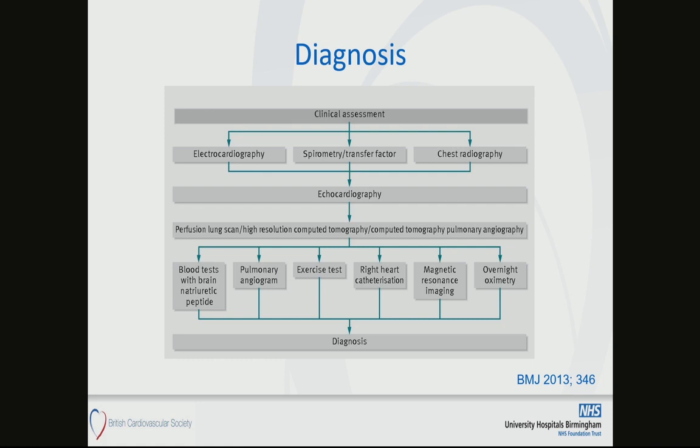Once you've done your echo, you can think about a VQ scan, high-res CT, you might do a CTPA, and then after that you can think about risk stratifying and looking at how limited the patient is. So you can do BNP, pulmonary angiogram if you're thinking about CTEPH, exercise tests, so we usually use shuttle walk tests, right heart catheter, which we'll talk about in a minute, MRI, so much better than echo for right ventricular size and function. Overnight oximetry, because some degree of sleep apnea is really prevalent in these patients and really important to detect and to treat. And hopefully after all of that, you've got your diagnosis.